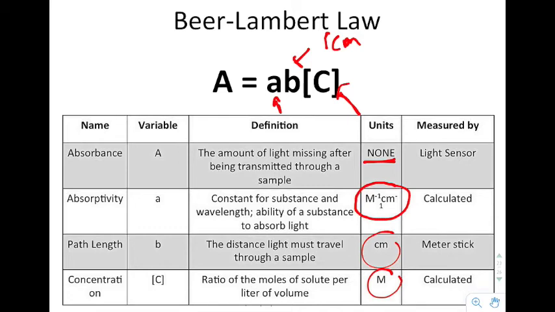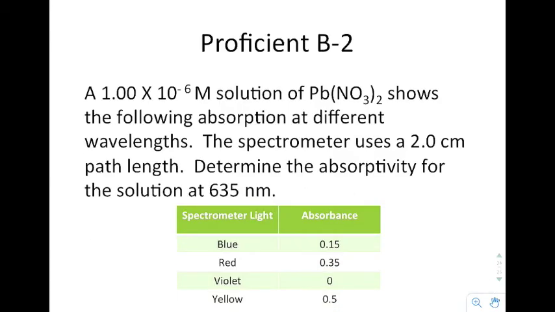Absorbance is a ratio. So if it's saying something like, I put out 100 light and now there's only 40, so the absorbance is 0.4. It's a ratio. Because of that, there are no units. It is measured with a light sensor, though.